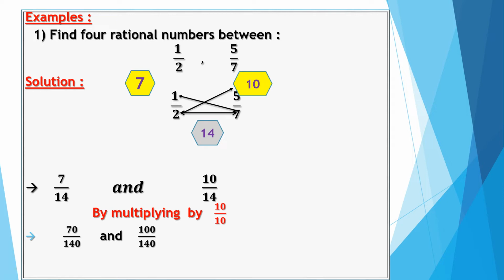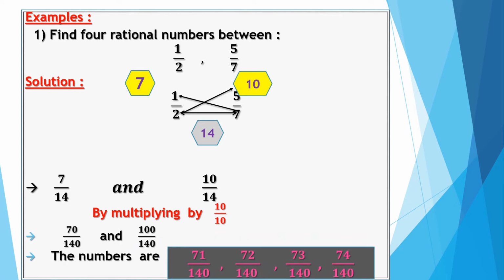They become greater, so we can find between them more than 4 rational numbers, but we want only 4 of them. It will be 71 over 140, 72 over 140, 73 over 140, and 74 over 140.